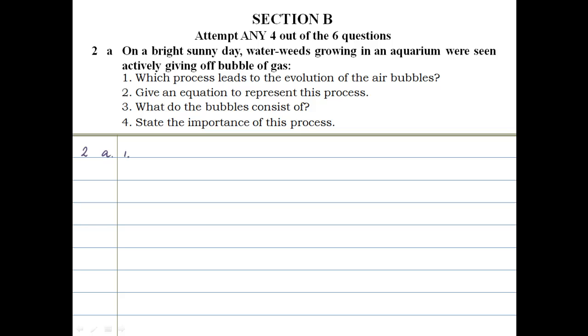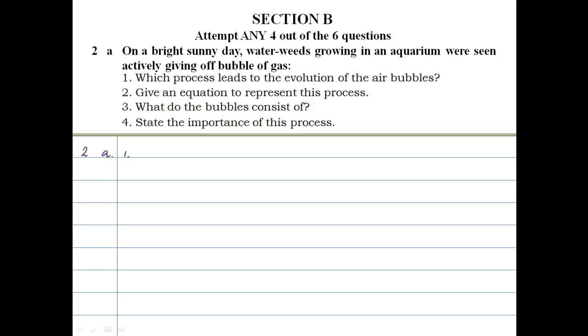Now let's understand this question. It says on a bright sunny day, water weeds growing in an aquarium were seen actively giving off bubbles of a gas. Now, even before you've read the rest of the question, what should have popped into your head is water weeds, hydrilla, vallisneria, elodea, and they're giving off bubbles of gas. Oxygen is being given out and photosynthesis is happening. So even before you've read your sub-questions, this should be running around in your head. Now let's read the question.